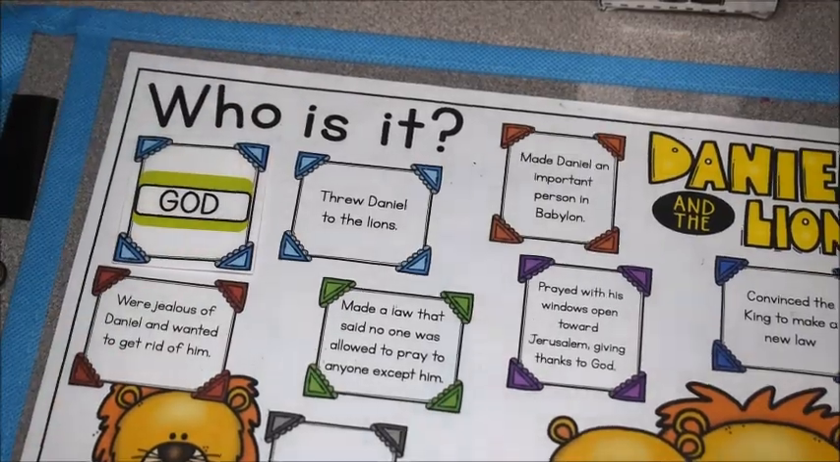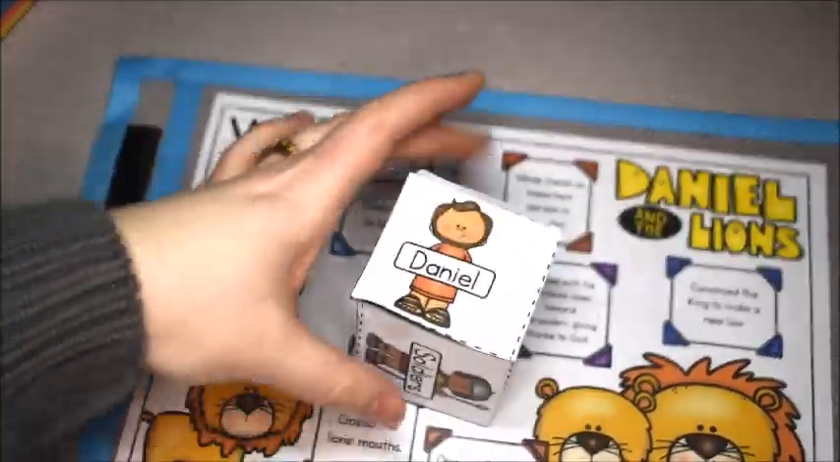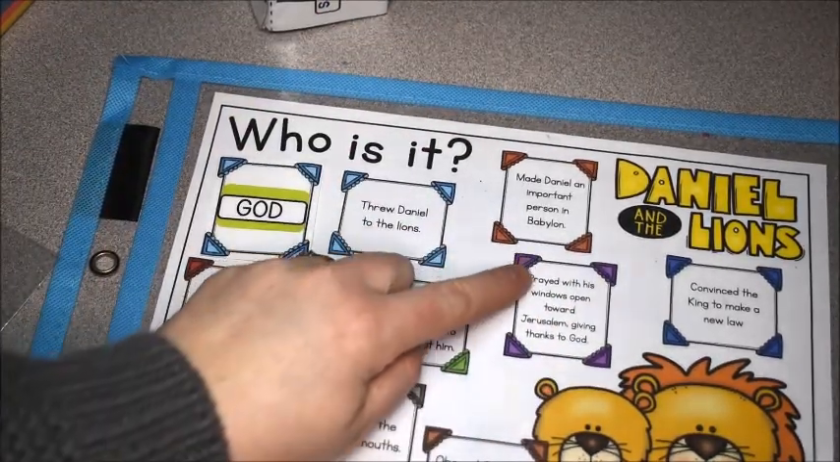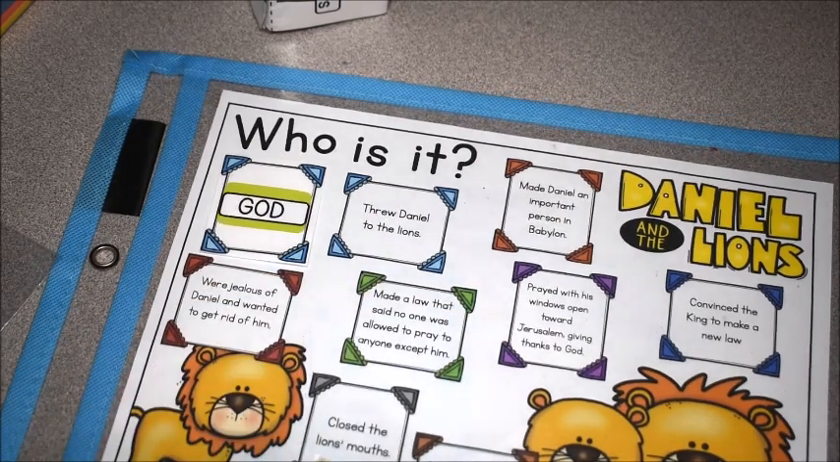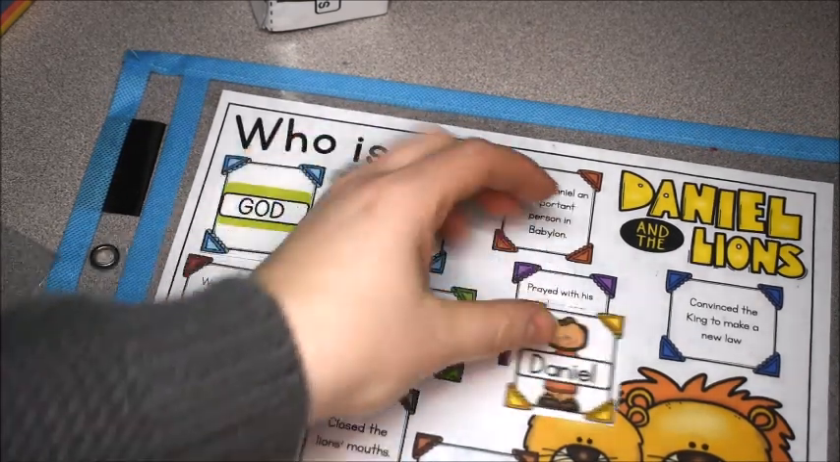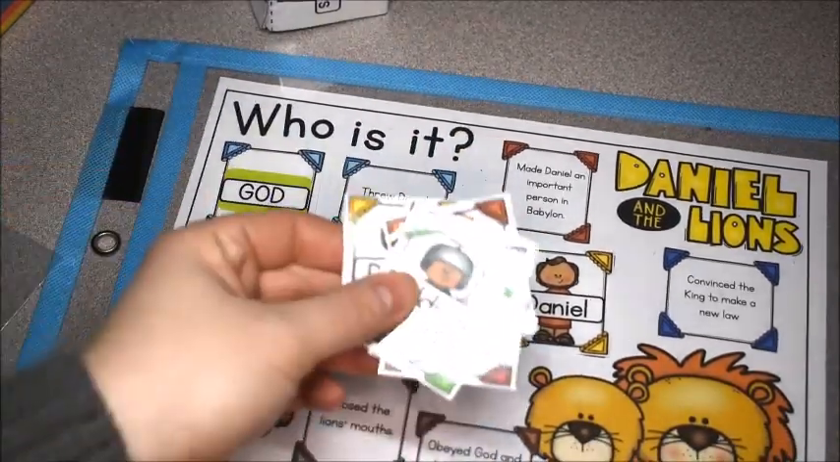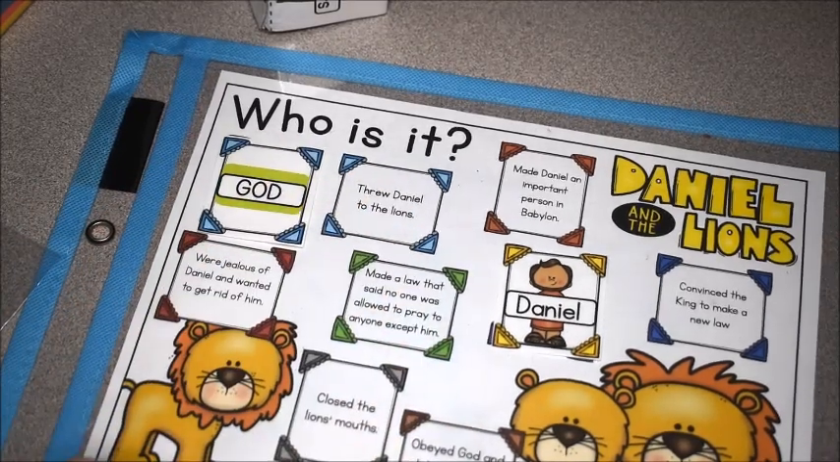Okay, so now I'm going to go ahead and roll again. And this time I rolled Daniel, so I need to find something that Daniel did. And he prayed with the windows open toward Jerusalem, giving thanks to God. That's something Daniel did. So I'm going to find Daniel and I'm going to cover that up. Okay, so you can either do this activity with the little cards it comes with, or you can have some manipulatives and have the kids do it like that.